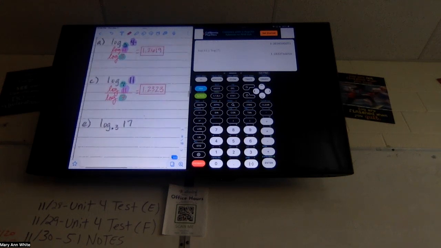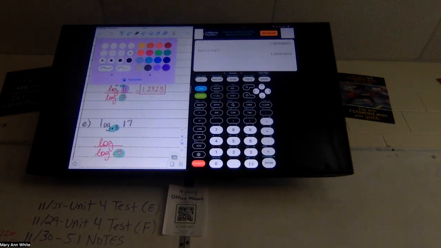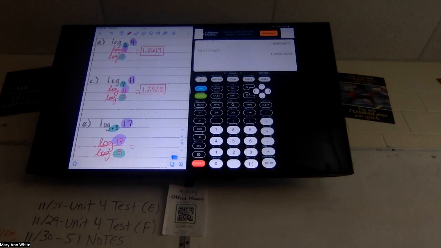All right, one more like this. How am I going to set this one up? 0.3 is on the bottom. Good. So I'm going to do log over log. It's going to be log of 0.3 on the bottom. And then what's going to go on top? The 17. Very good. Log 17 divided by log 0.3. And I get negative 2.3532.